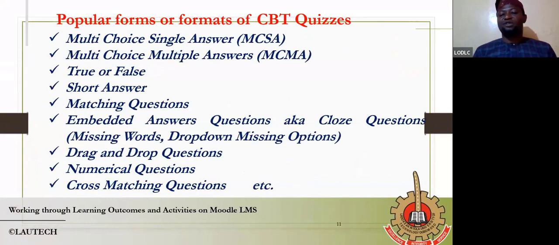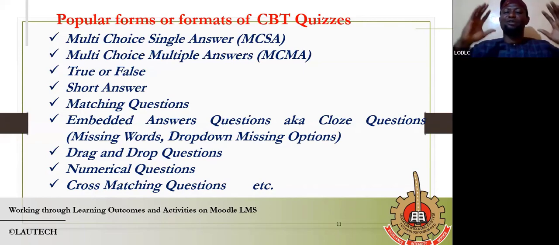So, popular forms or formats of CBT quizzes. We have various forms of CBT quizzes. I said something the other time: I said CBT quizzes are summative assessments. They are always graded. Students should understand this. CBT quizzes without instant feedback are always graded and can come in various forms.